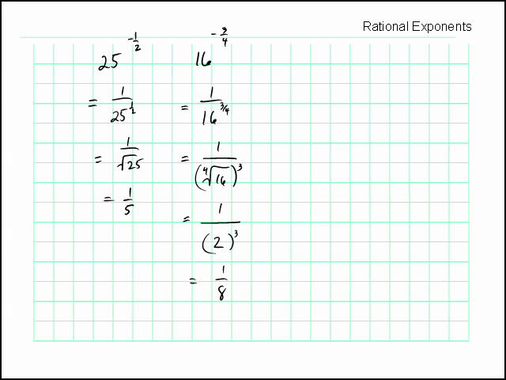Here's another one. 4 to the negative 5/2. To make the exponent positive, I flip over the 4. 1 over 4 to the positive 5/2. Then I write this as a radical. This is 1 over the square root of 4 to the 5th. The square root of 4 is 2, so this is 1 over 2 to the 5th, which is 1 over 32.